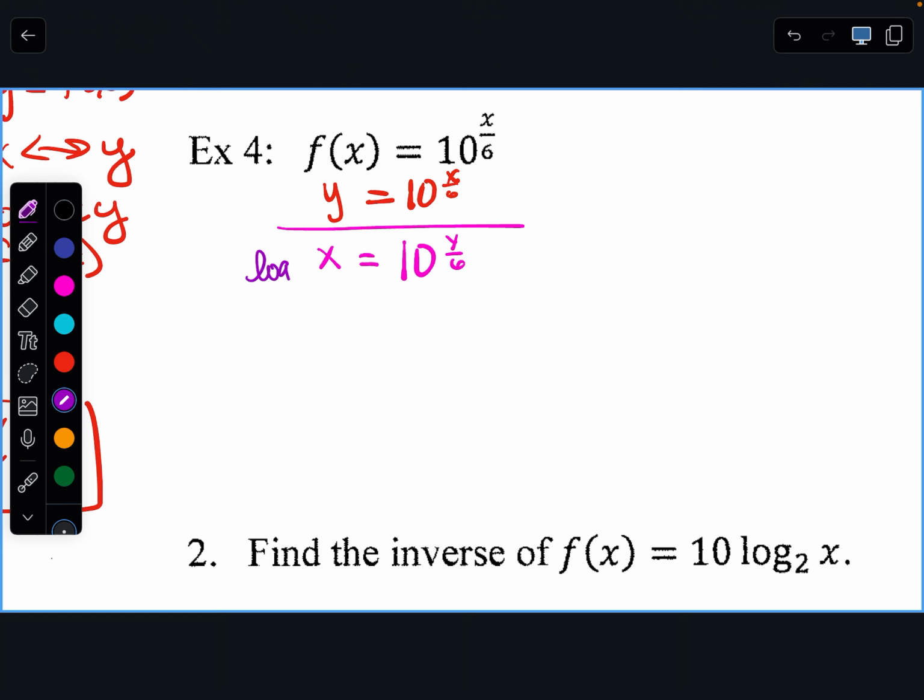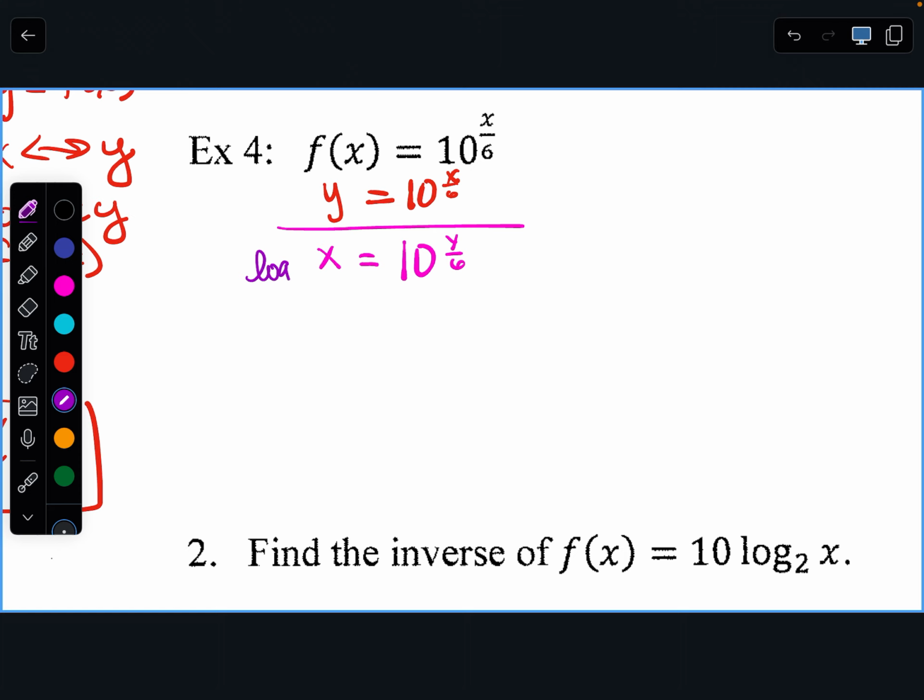Get y by itself, let's multiply both sides by 6. And we get y equals 6 log base 10, or common log of x. Again, we don't have to restate the base of 10. And then y is actually, we know, the inverse of f of x. So we can say f inverse of x is 6 log x.